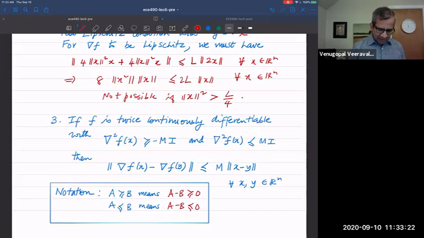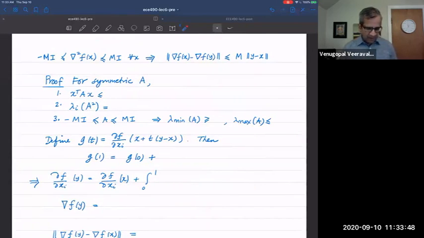So what this says is that if the Hessian plus mI, where I is the identity matrix, is positive semi-definite, and the Hessian minus mI is negative semi-definite, then the gradient is Lipschitz with Lipschitz constant m. Okay. All right, so let's try and prove this now.